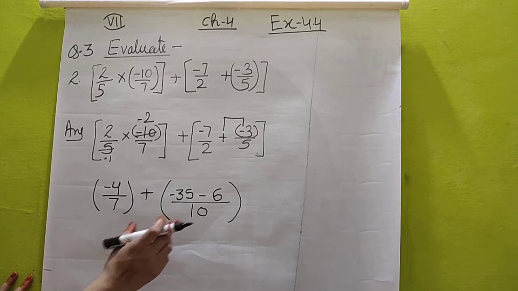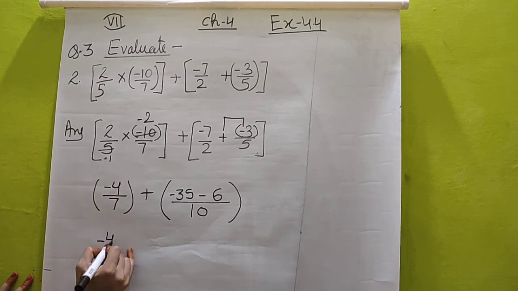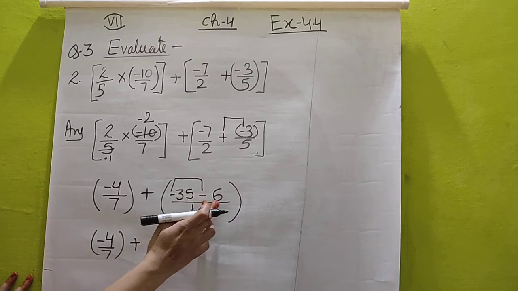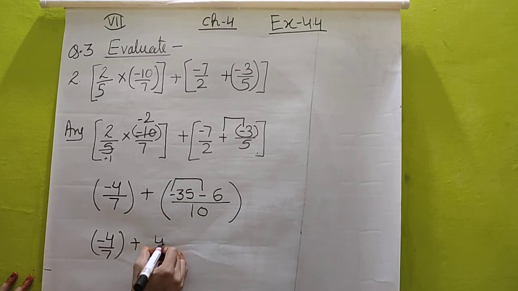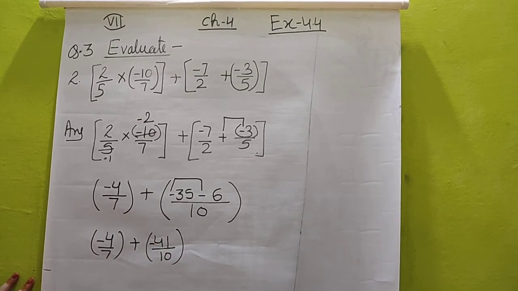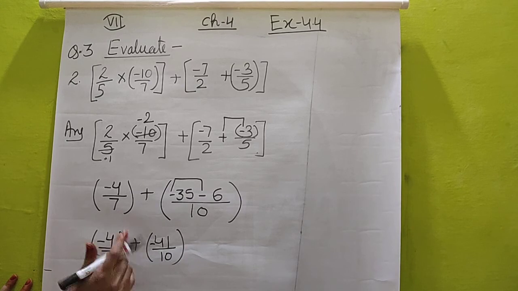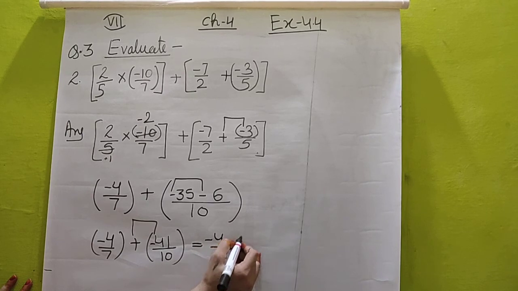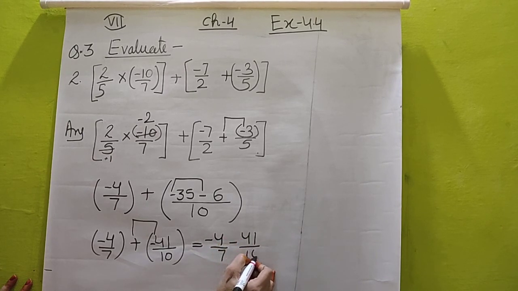Now students, this we have already solved: minus 4 upon 7. Then here plus, minus and minus will be plus. 35 and 6, when you add, it will be 41 upon 10 with a minus sign, because 35 is the greater number and has the minus sign. Now students, plus and minus is minus. So what will come in the next step? Minus 4 upon 7, then minus 41 upon 10.